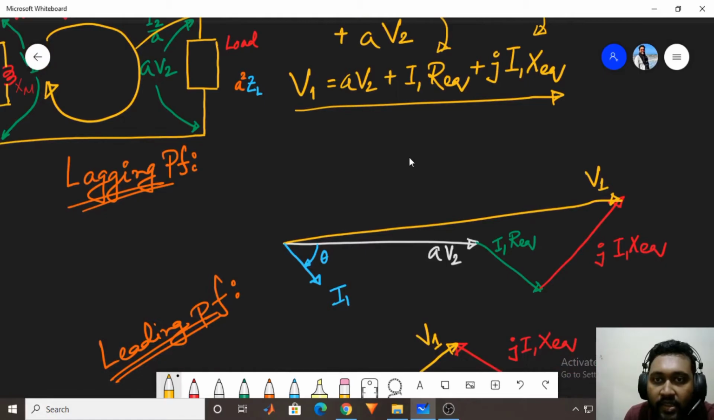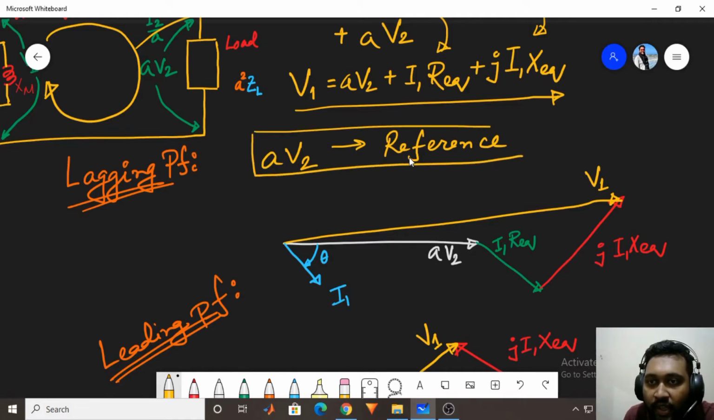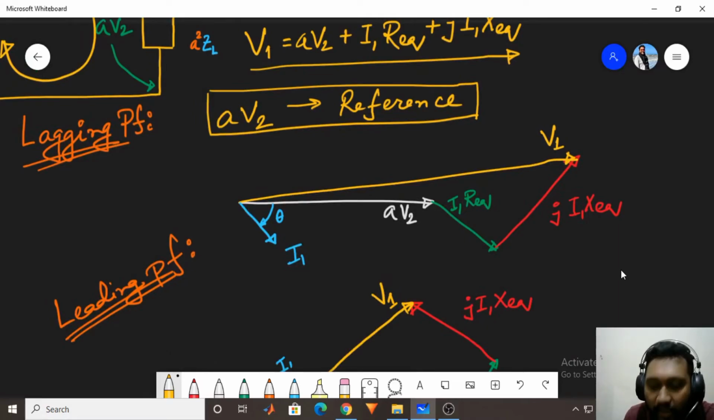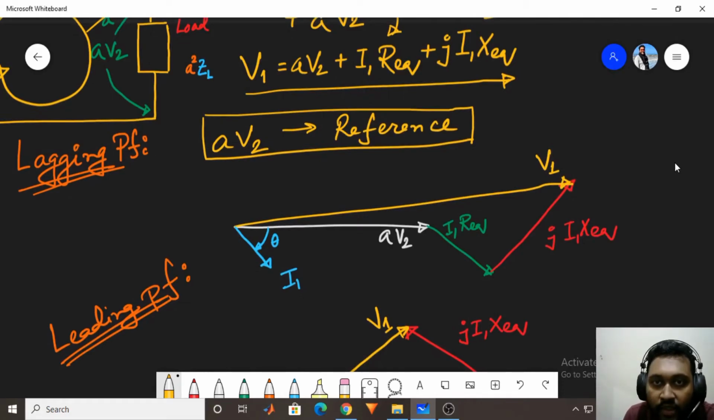First we can see our phasor diagram for lagging power factor. So lagging means current lags behind the voltage here. Here we consider our aV2 as reference. We'll be drawing our total phasor diagram based on this reference aV2. As you can see, we have taken our aV2 from the equation, and we have taken aV2 as our reference. So this is our reference line.